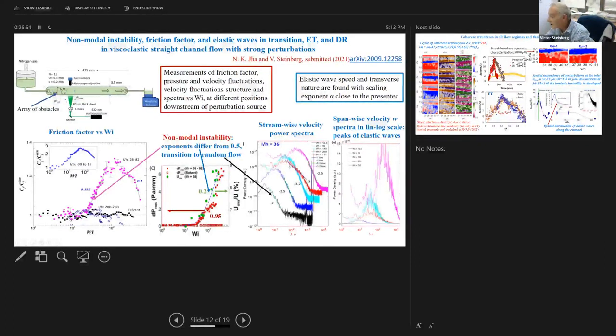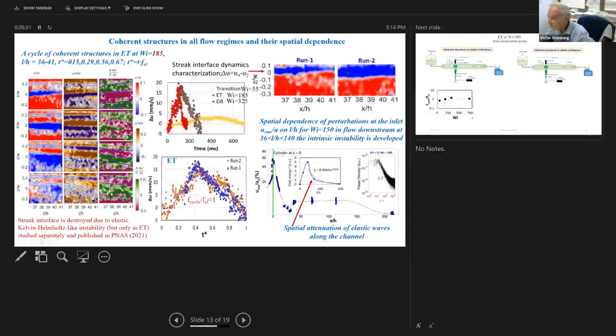Therefore, in this case, if you look not at the streamwise but at the spanwise velocity, we also observe peaks. These peaks we show only in linear-log scale, otherwise it's difficult to see, and we exclude this part related to decay. And you can see that the intensity of the peaks grows sharply with Weissenberg. Therefore, these are elastic waves, and these elastic waves are also characterized by an exponent close to what we observed in the previous flow. And that's an important observation in this flow.